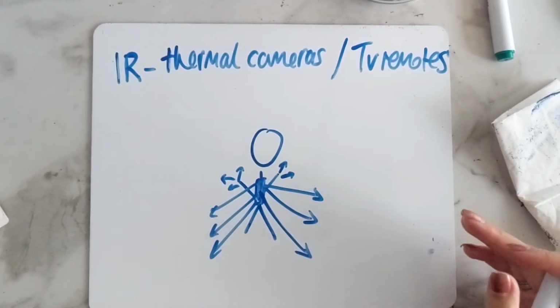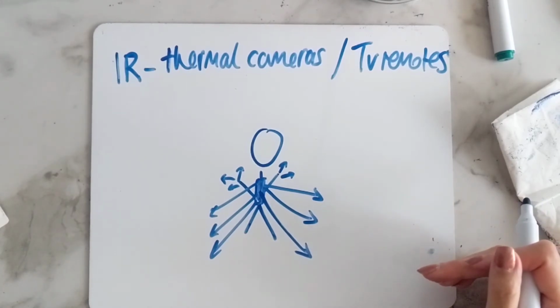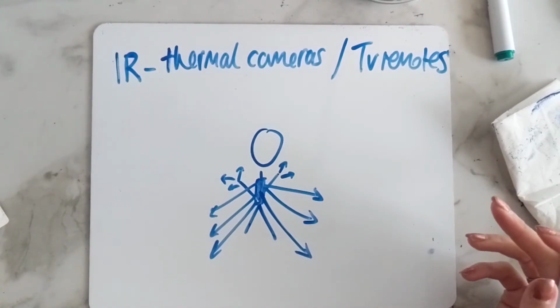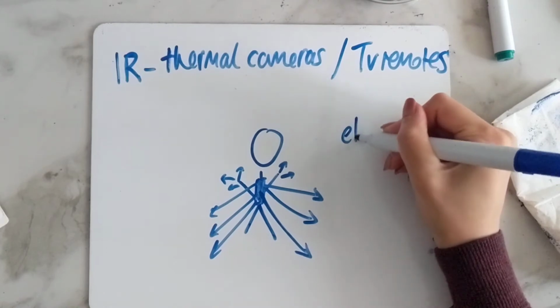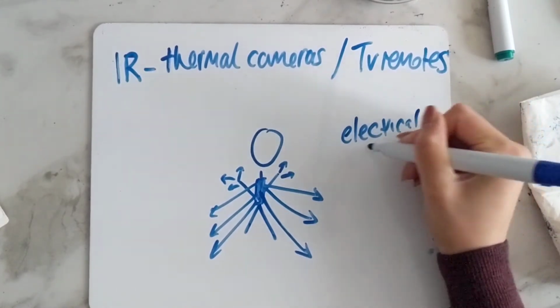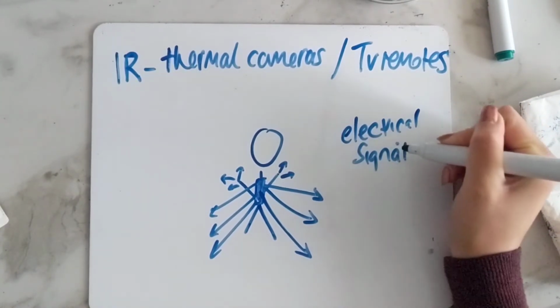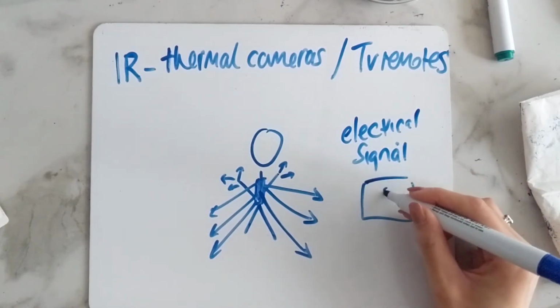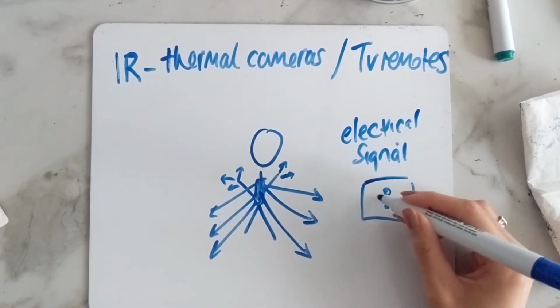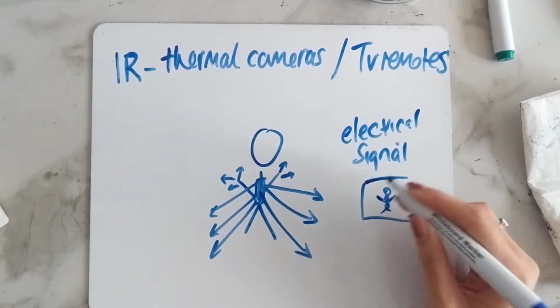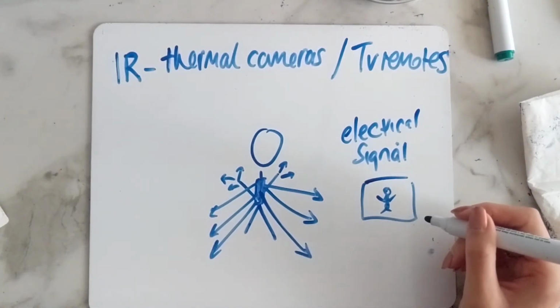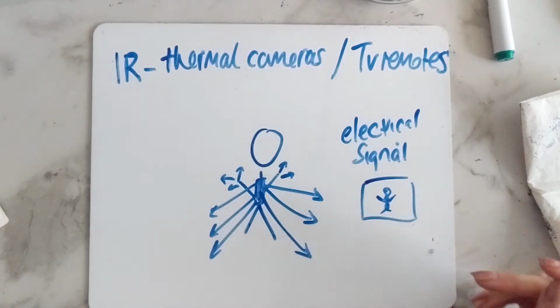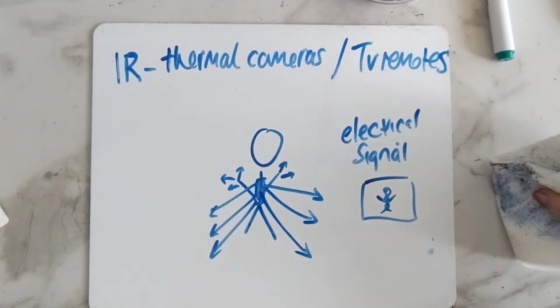So what happens is the camera detects the infrared radiation and turns it into an electrical signal. This electrical signal will be displayed on a screen where you can see here's more red and here's orange and etc. So it's just a way of using temperature to see an image.